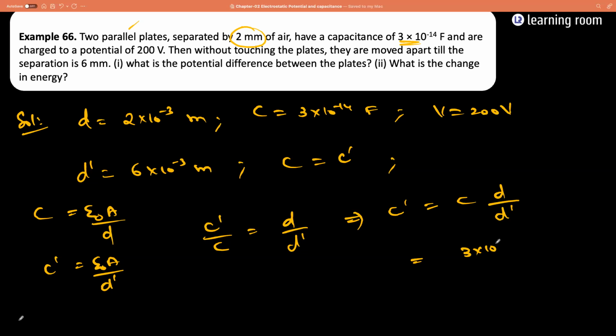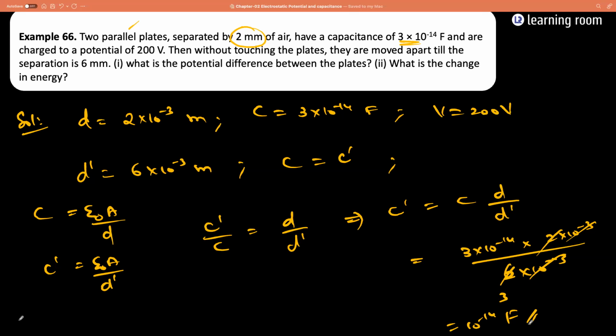So it is 3 into 10 power minus 14 into D, which is 2 into 10 power minus 3, divided by D dash, which is 6 into 10 power minus 3. So cancel it, one third. The answer will be 10 power minus 14 farad.